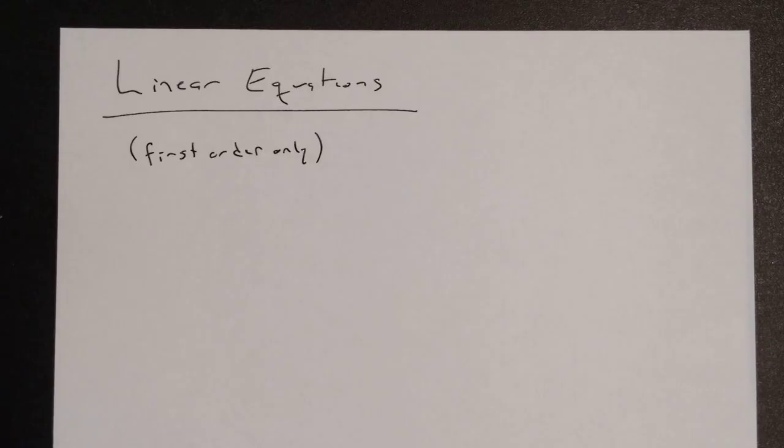So we talked about linear equations before. What does it mean for a first order equation to be linear? What's it going to look like?